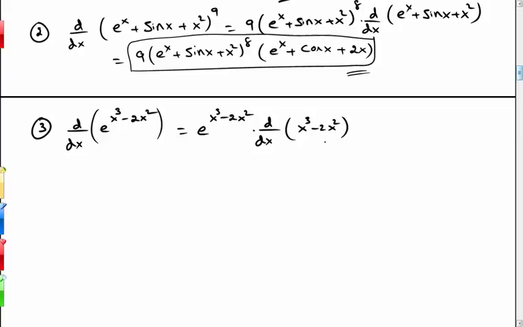And in this case, f of x is x cubed minus 2x squared, right? So this is going to be e to the x cubed minus 2x squared, this quantity, times 3x squared minus 4x.